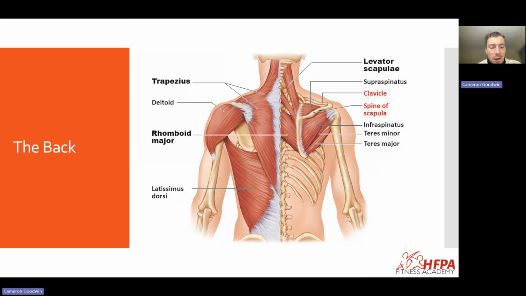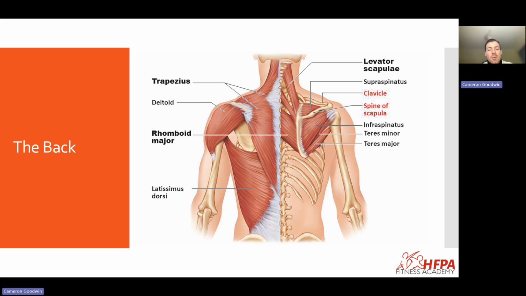Now, arguably my favorite group, we're going to be moving on to the back. And what's really nice about the back is there's so many different exercises you can do, but arguably, like with any muscle group, you probably need four main exercises that you can go into the gym, execute effectively, and get the most out of.